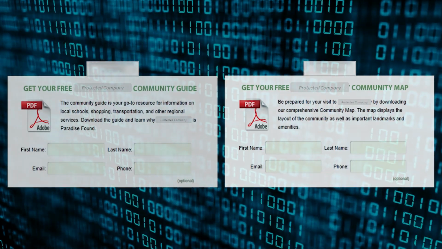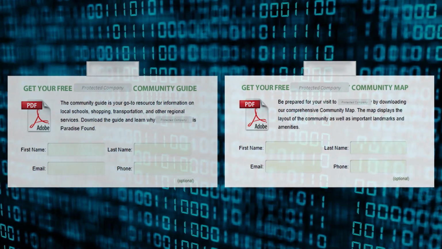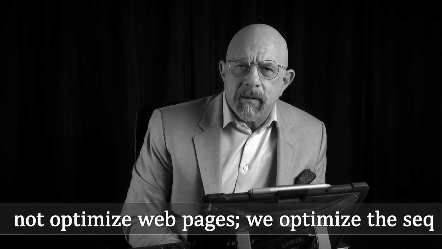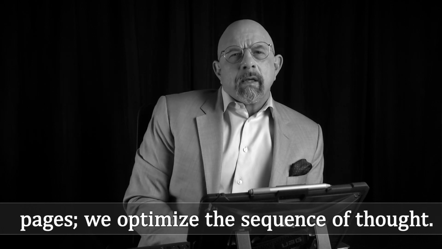Marketer, one of these two lead capture devices is profoundly better than the other. It's fascinating because they do not look that different. But remember, we do not optimize web pages. We optimize the sequence of thought. Let me show you the difference, but first let me ask you a question.